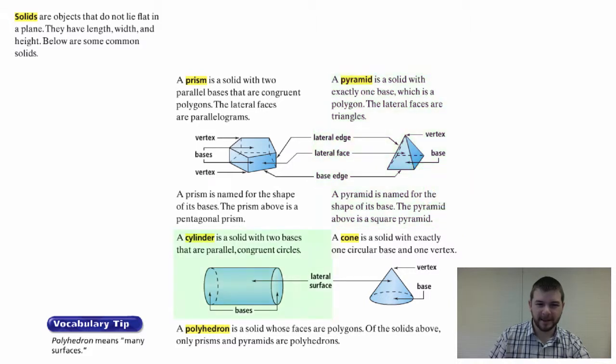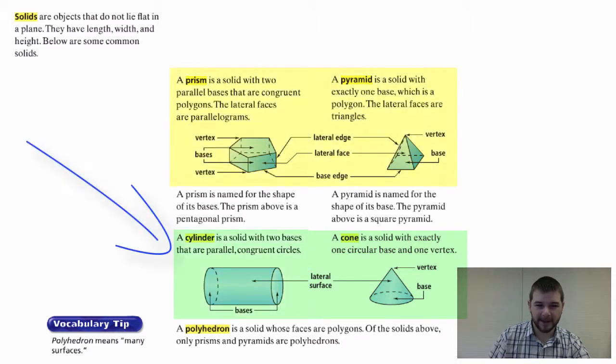A cylinder is a solid with 2 bases that are parallel. They're also congruent circles. So note the 2 bases of this cylinder. And notice also that the lateral surface of the cylinder is curved. To the right, a cone is a solid with exactly 1 circular base and 1 vertex. Again, we have a lateral surface. Note, different from above, in a cylinder and a cone, we have lateral surfaces rather than lateral faces, and that has to do with the shape or the curvature of these lateral surfaces.